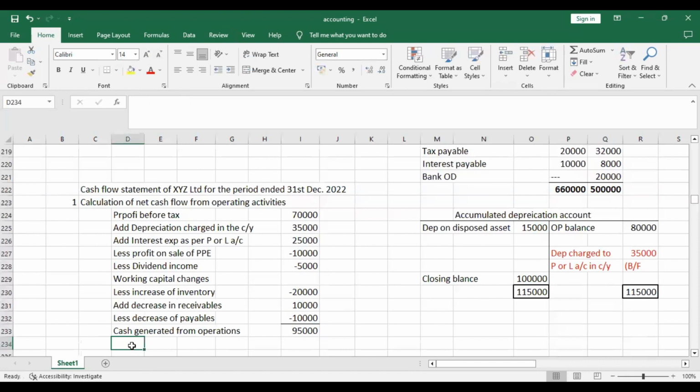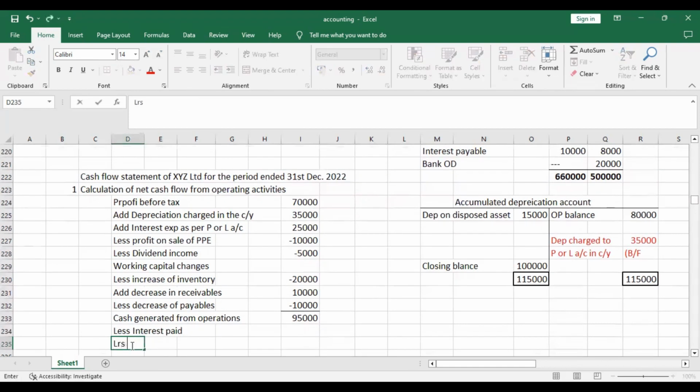Very good. From this, what are we supposed to do? Always less interest paid, less tax paid. So you need to calculate these two figures. Now let me come to the preparation of the T account.